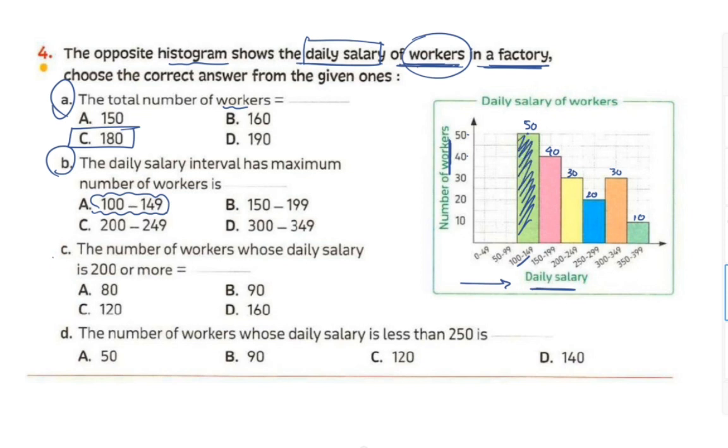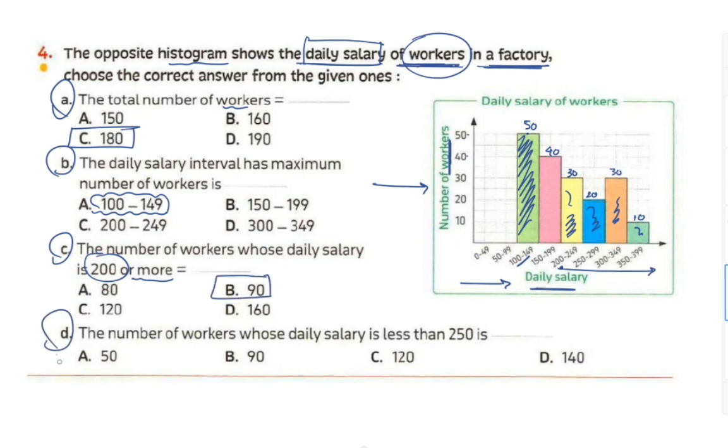Okay? C. The number of workers whose daily salary is 200 or more. Start from what? 200. Where's 200 here? 200 and more, all of these intervals. So start from this one and this one and this one and this one. So we have 30 plus 20, 50, plus 30, 80. 80 plus 10 equals 90 workers.